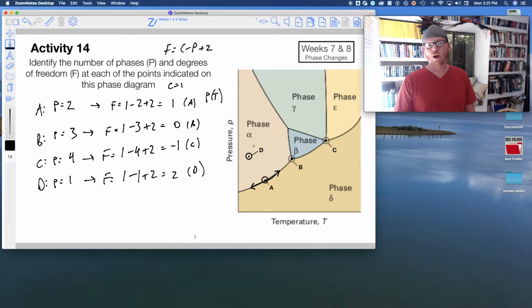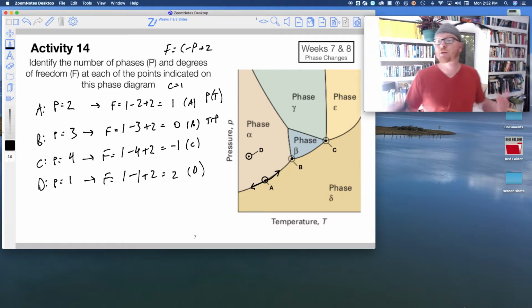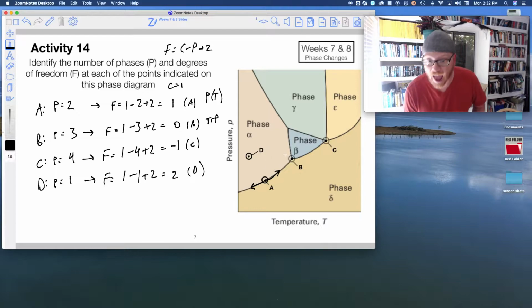What about point B? Well, point B, 0 degrees of freedom, that's a triple point, okay? So I'm going to say TRP, triple point. I can't change the pressure or temperature at that point and still make it a triple point. So there's 0 degrees of freedom. I can't change temperature or pressure and still maintain that point.